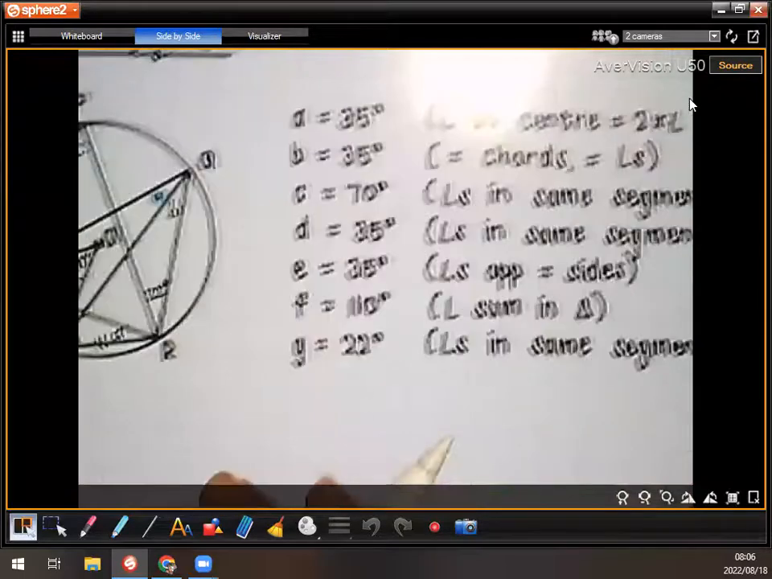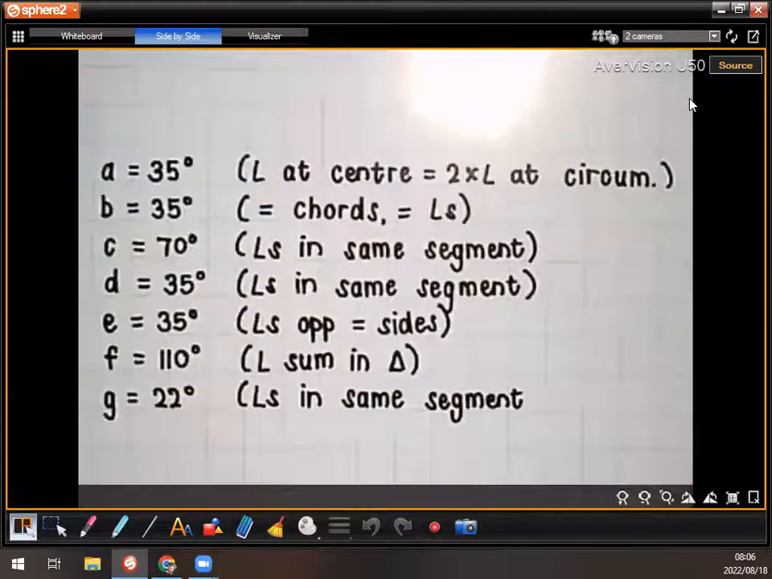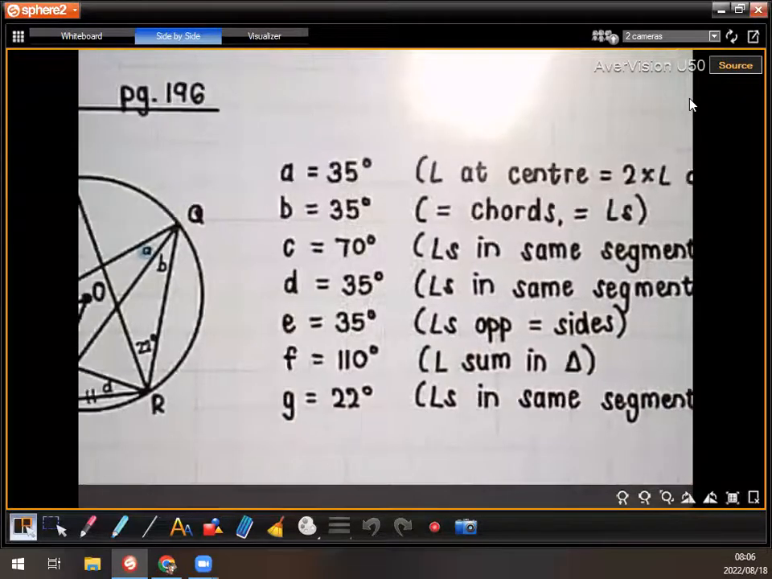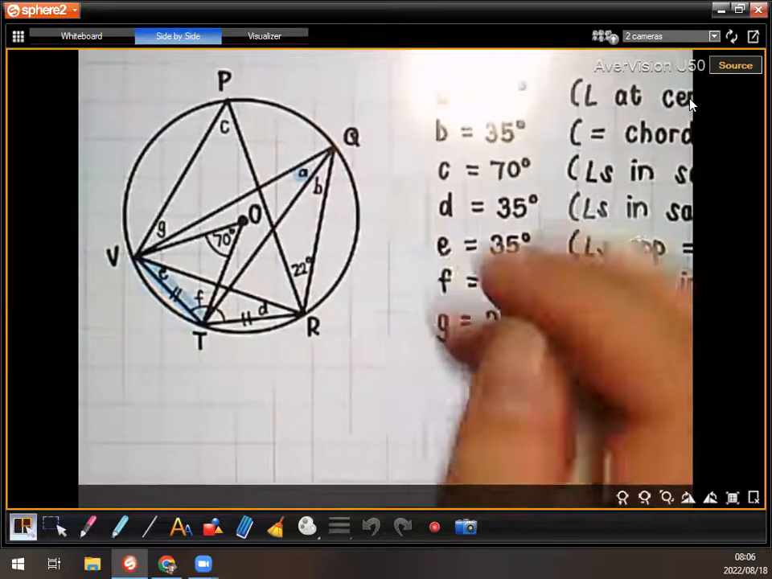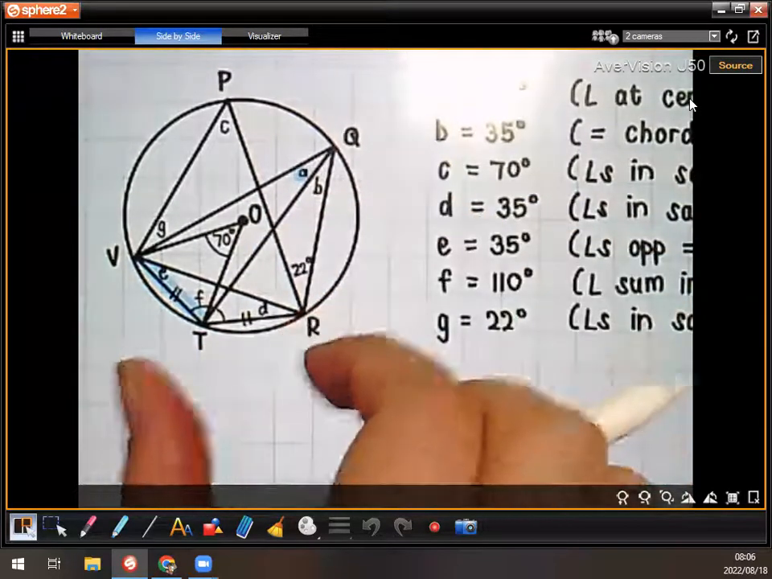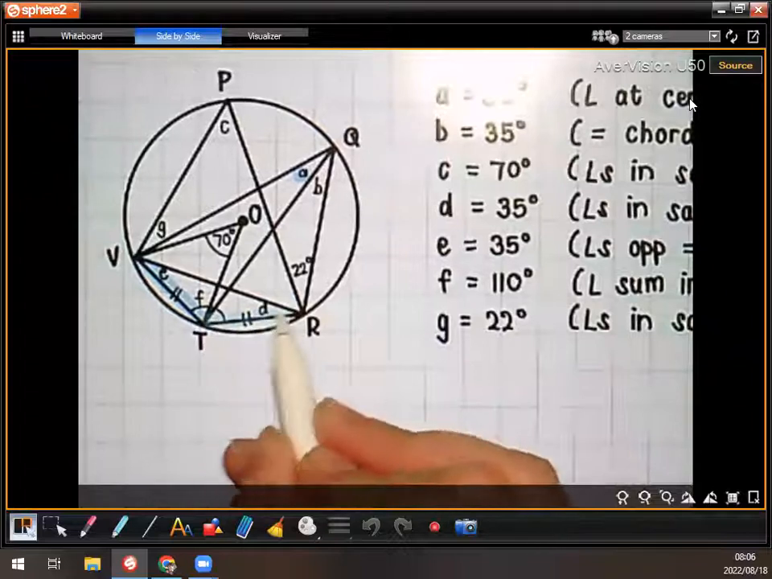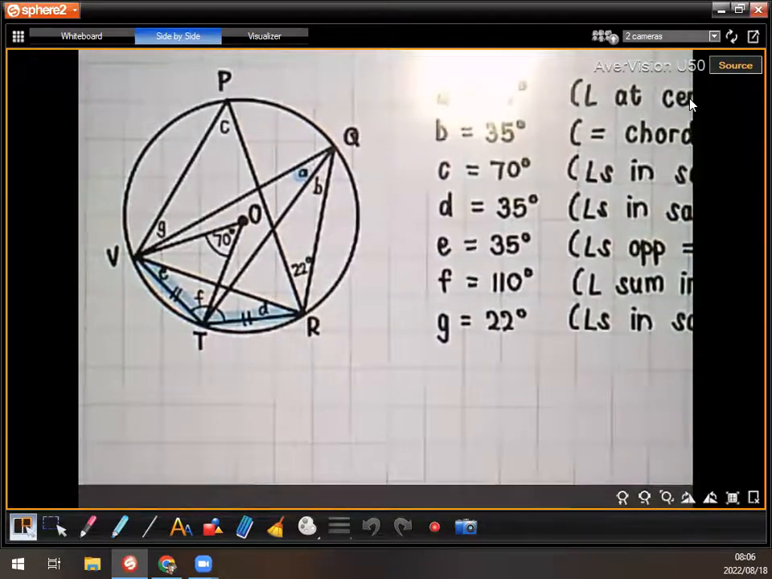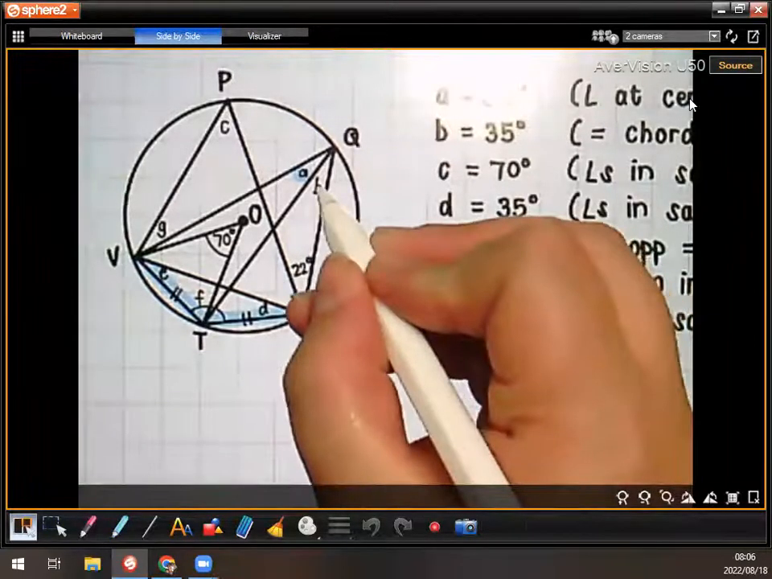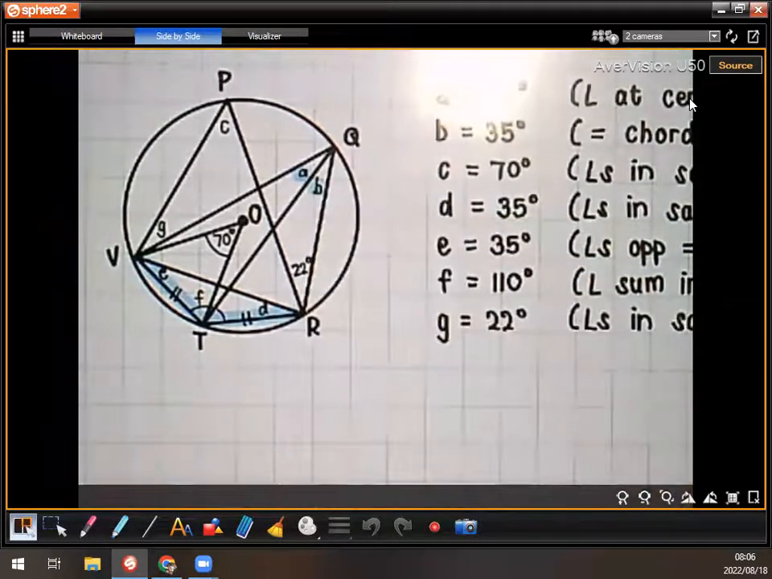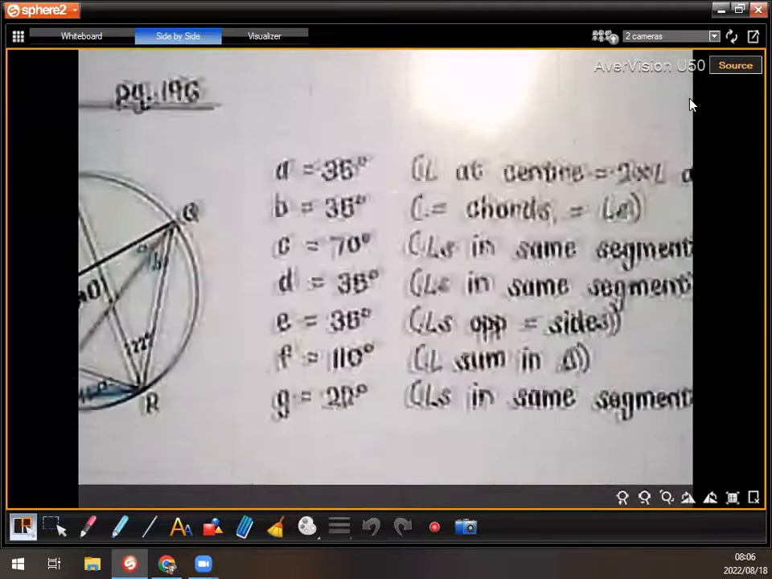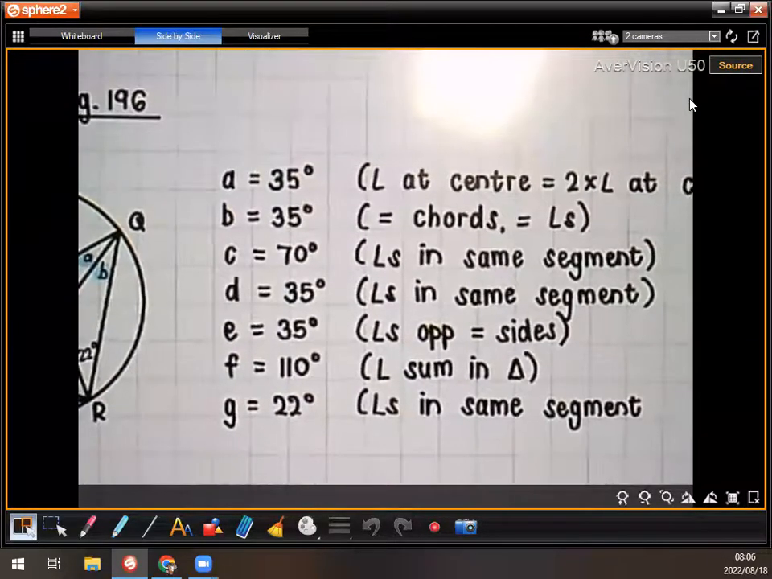Then I find out what angle at the center equals 2 times angle at the circumference. So for B, you then need to look: B is actually subtended by TR, which is the same length as VT. They show that on that diagram. So using equal chords, equal angles, you can say that B is also going to be 35. Equal chords, equal angles.